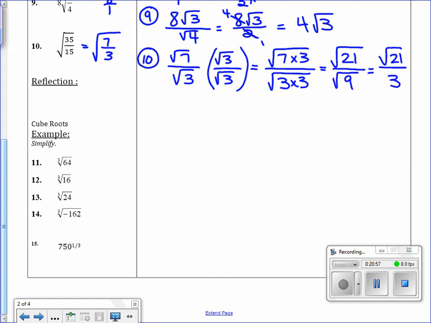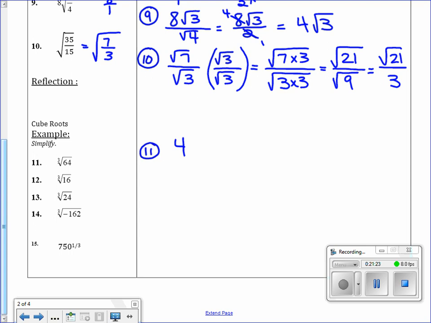Finally, we have cube roots. For cube roots, it's saying what number can multiply by itself 3 times in order to make that number. So if I have the cube root of 64, if I'm not mistaken, on question number 11, I say 4 times 4 times 4 makes 64, so the answer is just plain and simply 4.